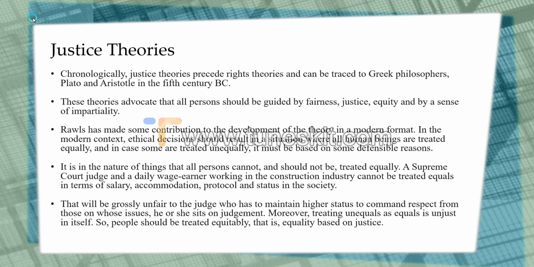Now, coming to another theory, that is justice theories. If we look at these justice theories chronologically, justice theories precede rights theories and can be traced to Greek philosophers, Plato and Aristotle. These are there in the history of Greece. It is believed that they existed in the 5th century BC. BC stands for before Christ.